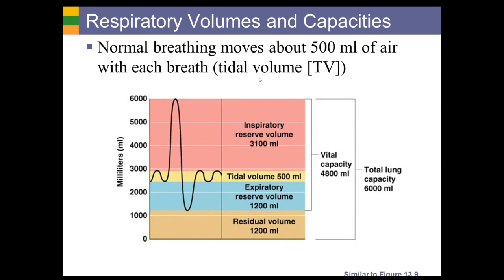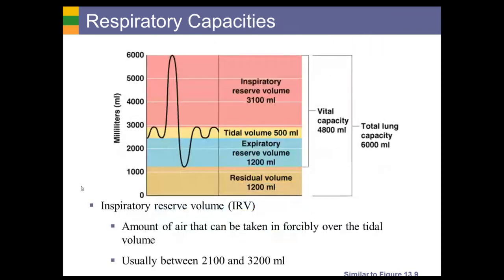Tidal volume is typically around 500 milliliters of air, and it's basically the amount of air that moves in and out of your lungs, your respiratory system, with each breath. It's represented by this yellow line here. So every time you inhale and exhale normally, like you're doing now, the amount of air that enters and exits your lungs is called tidal volume, and it's roughly 500 milliliters. It's called tidal volume after the tides of the ocean, because they come in and they go out.